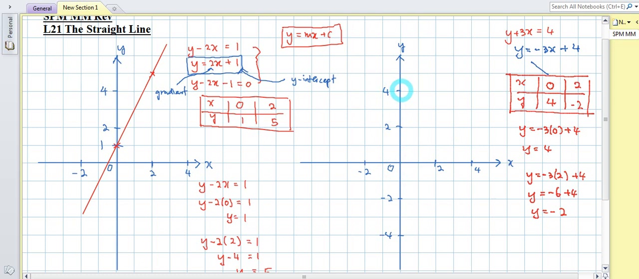Okay, so (0, 4) is over here. (2, negative 2) is over here. Okay, then we just connect these 2 points together. Okay, this is a straight line, you see, going downwards and cutting the y-axis at 4. Okay, so this is the way we draw a straight line. It's actually very easy. You just need 2 points. Then you connect the 2 points together, then you will get a straight line.